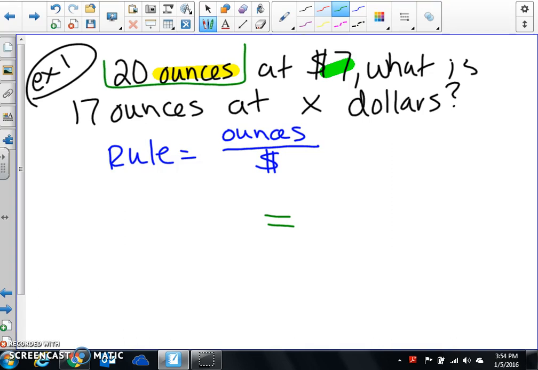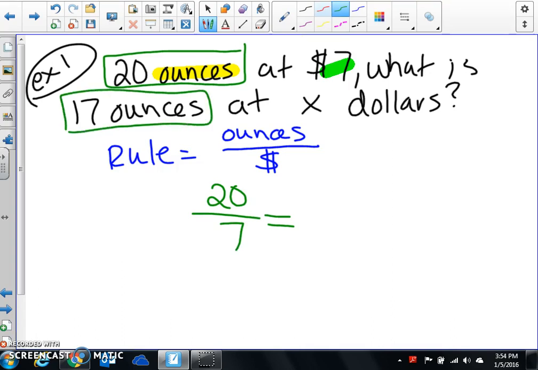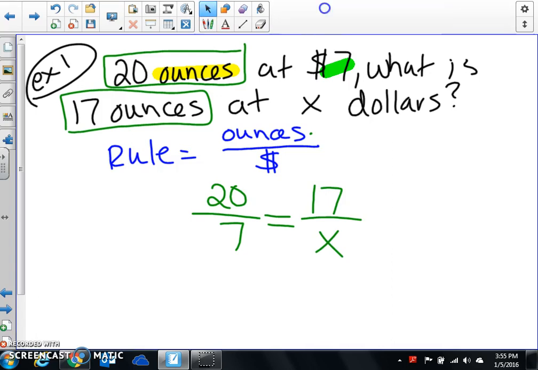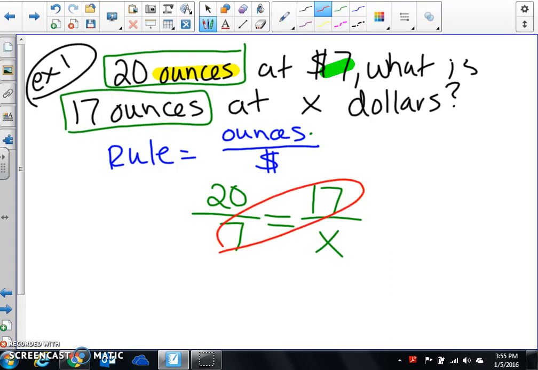So we have 20 ounces. Ounces are on top for every $7. Dollars are on the bottom. Now I go to my next piece of information. 17 ounces. 17 ounces is on the top for how many dollars? I don't know. Now I cross multiply. 7 times 17, I'm honestly not sure.